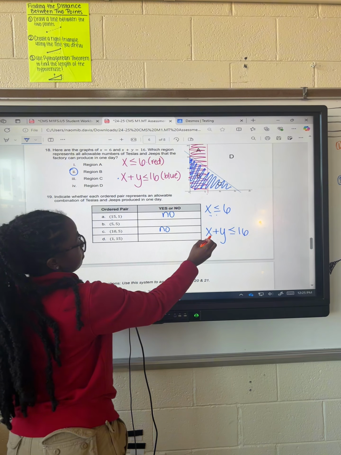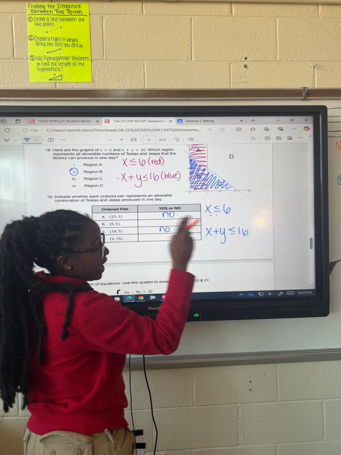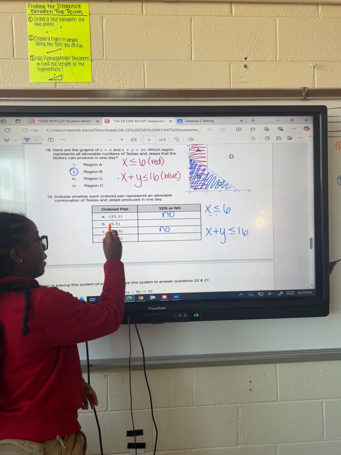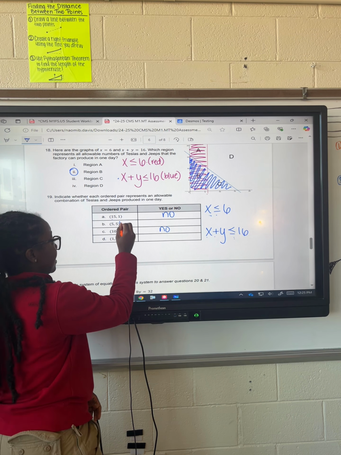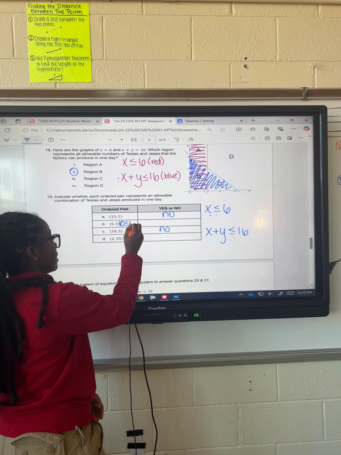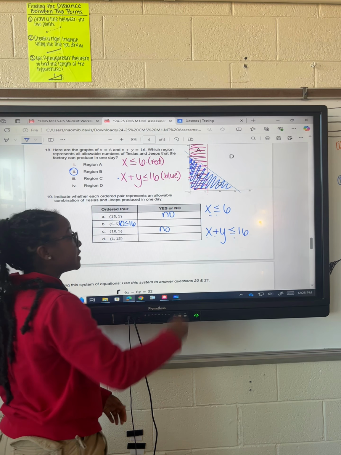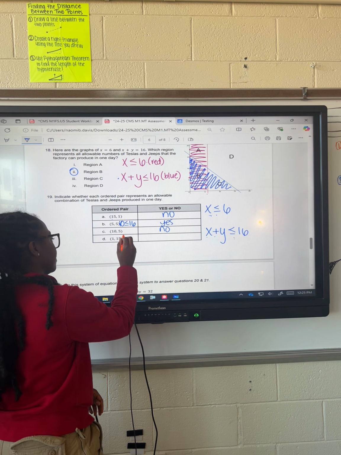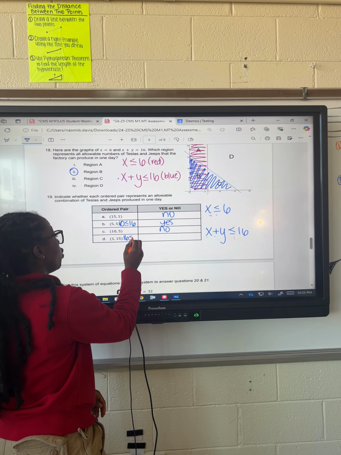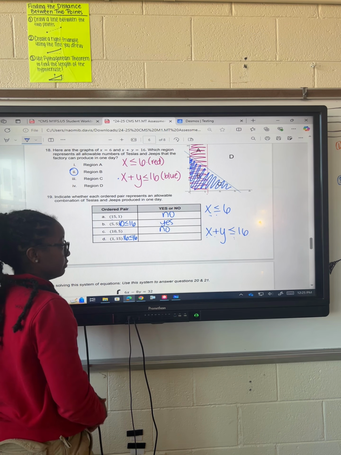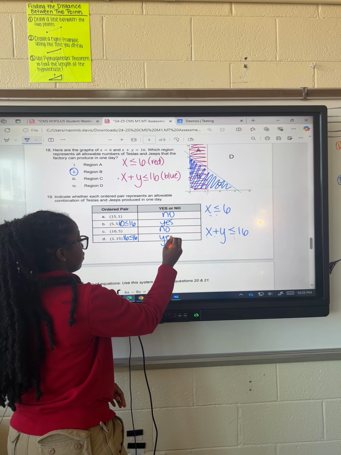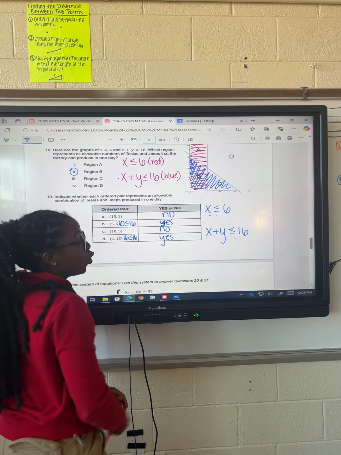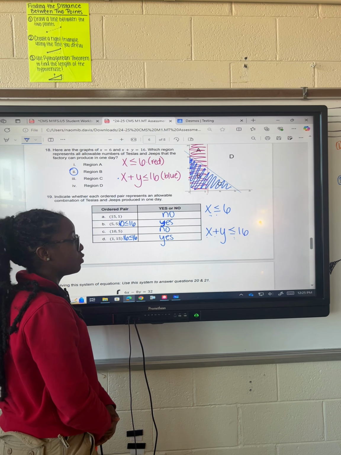My other one says my X and my Y, when I add them together, need to be less than or equal to 16. 5 plus 5 is 10. Is 10 less than or equal to 16? Yes. 1 plus 15, 16. Is 16 less than or equal to 16? Yes, because it's equal to. Remember the or. Greater than or equal to, less than or equal to.